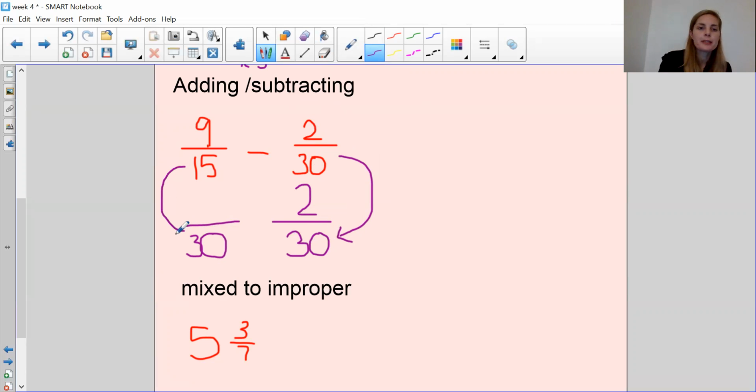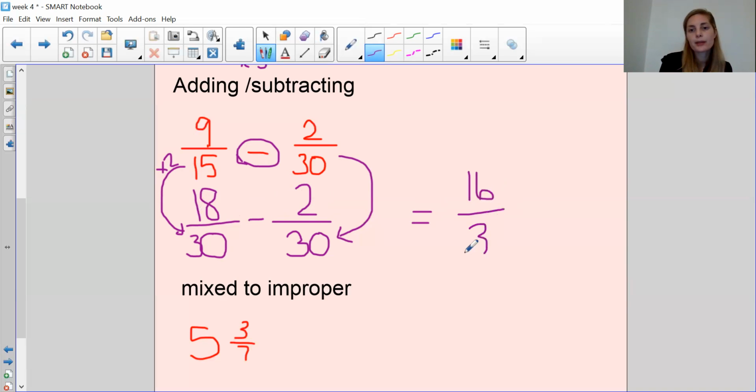Now, what did I do to 15 to get 30? I multiplied it by 2. So I'm going to say 9 multiplied by 2 is going to be 18. So I have 18 30ths and 2 30ths. And now I'm going to bring down my subtraction sign, because quite often this is where silly mistakes come in and children add these numerators instead of subtracting them. Now that I'm subtracting them, I'm going to say 18 minus 2 is 16. And I leave the bottom number the same, which is 30. Okay, so I have 16 30ths.